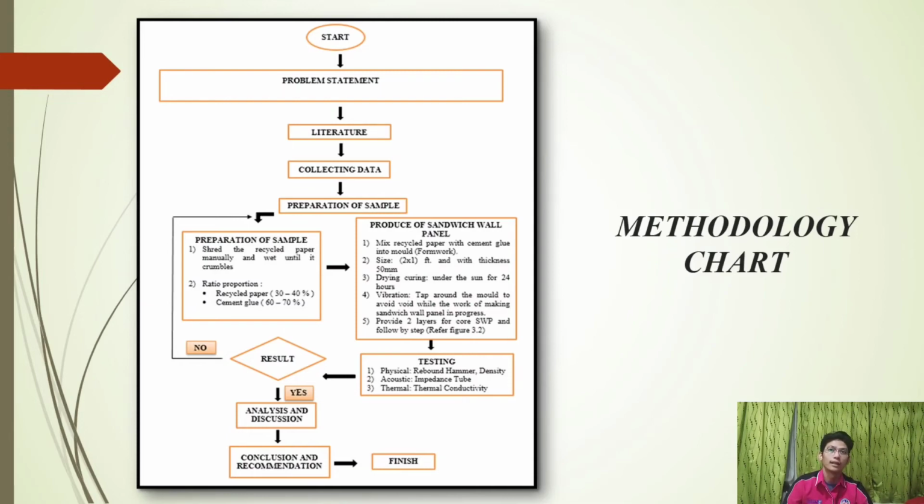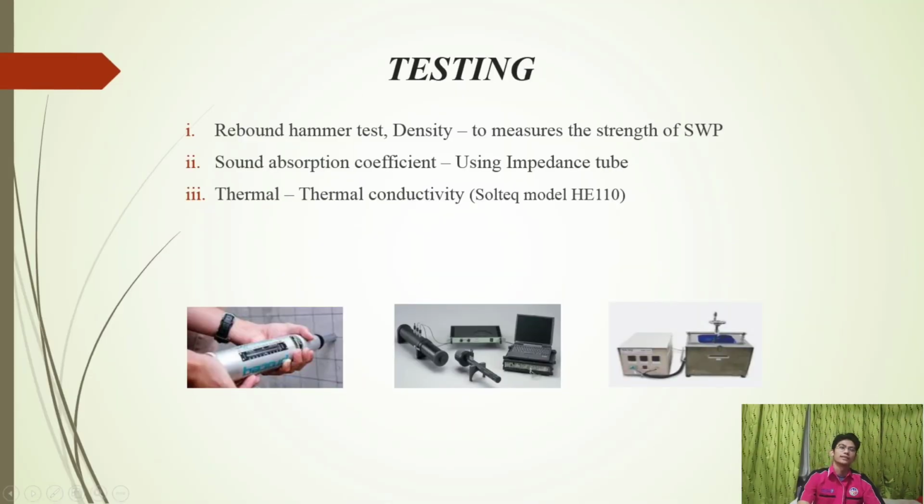If the result is success, we are going to go to the analysis and discussion and make a conclusion and recommendation. After that, finish. For the testing, the rebound hammer test measures the strength of the sandwich wall panel. The second one is the sound absorption coefficient, using the impedance tube to observe the noise. And then thermal conductivity, using the Soltec model HE 110, to observe the heat transfer.